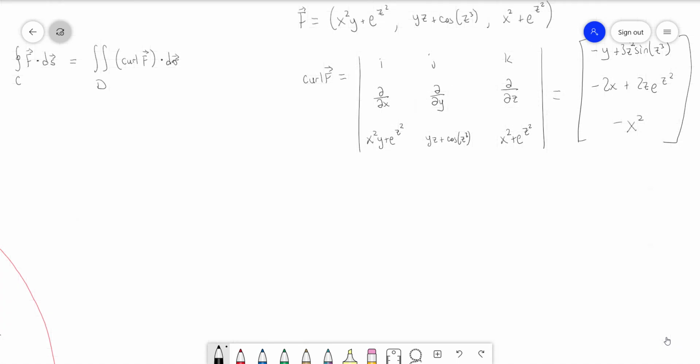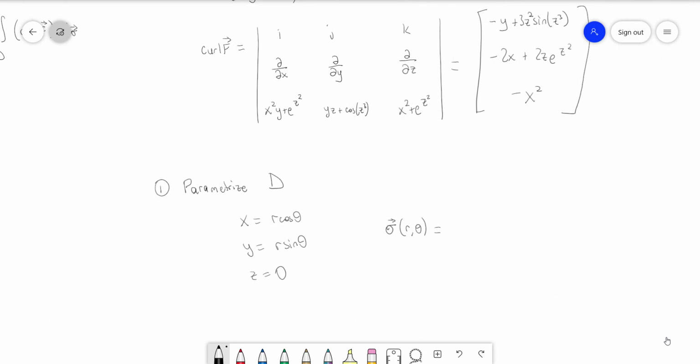So to evaluate this flux integral here, first we have to parameterize the surface that we are working with. In this case, the surface we are working with was the unit disk D. And for a disk, since it's in the xy plane, we can just use ordinary polar coordinates. So x is r cosine theta, y is r sine theta, and since we're in the xy plane, z would be equal to 0. So if you wanted to write it out, the parameterization would be r cosine theta for the x component, r sine theta for the y component, and 0 for the z component. To get the unit disk, we'd want r ranging from 0 to 1, and theta ranging from 0 to 2 pi.